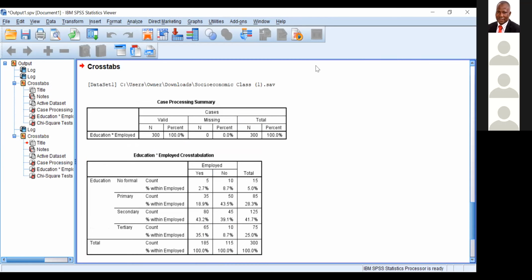You see down. If you look at the same place now, other years, you'll be seeing like 2.7, 80.9, 43.2, 35.1. It's giving the impression that secondary is higher. What it's just doing is, because it's column percentage, the percentage is along the column, along the employed, along the outcome. It's telling you out of 185 people that are employed, the highest number is in secondary school, 43.2, followed by tertiary, which is 35.1, followed by primary, 18.9. The least is no formal education.